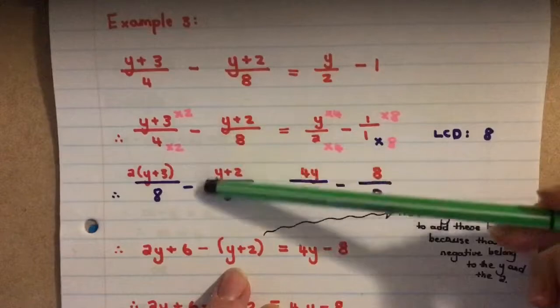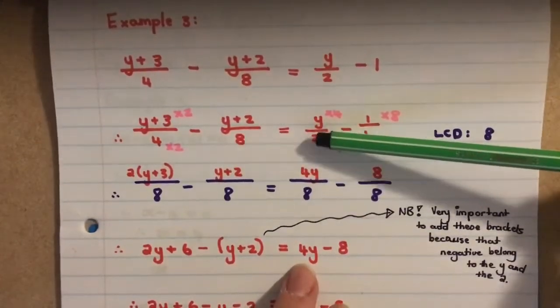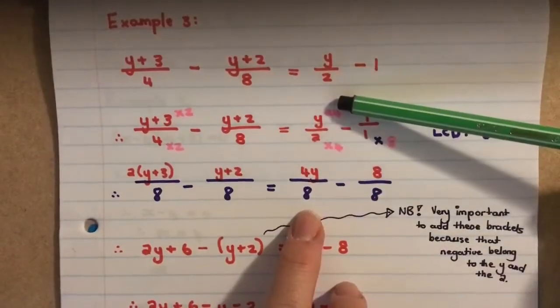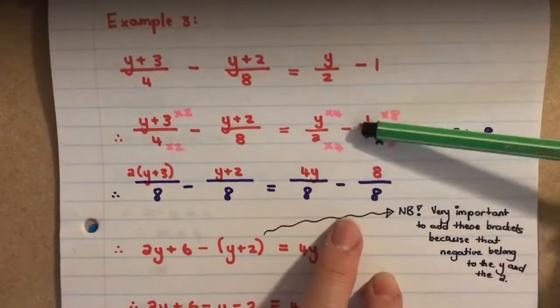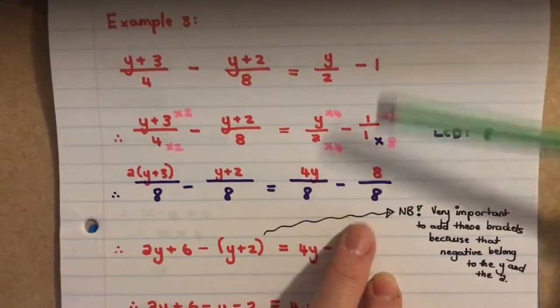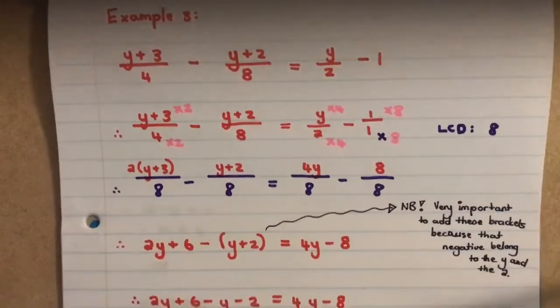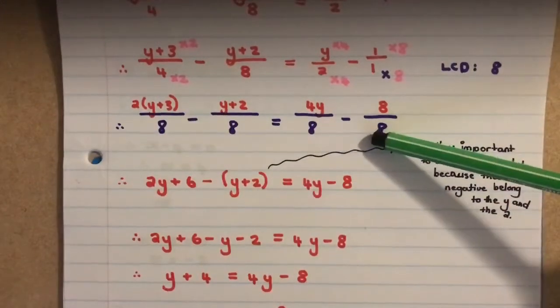That one didn't change because it was an 8. This one changed. I had to times it by 4. 2 times 4 gives you 8. What I do at the bottom, I have to do on top. Y times 4 is 4y. And 1 times 8, that 1 became 8 over 8. Then, I've got the same denominator. I'm going to drop it like it's hot. And what am I left with?